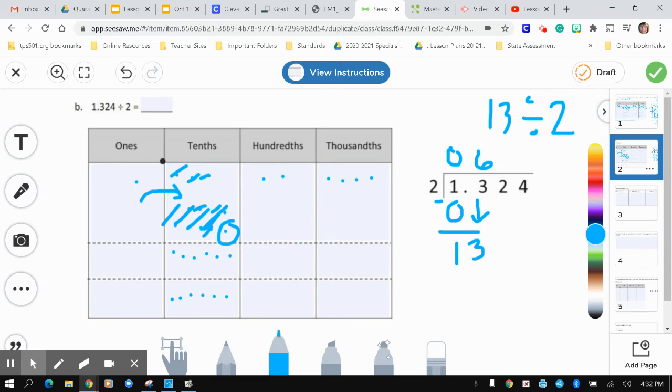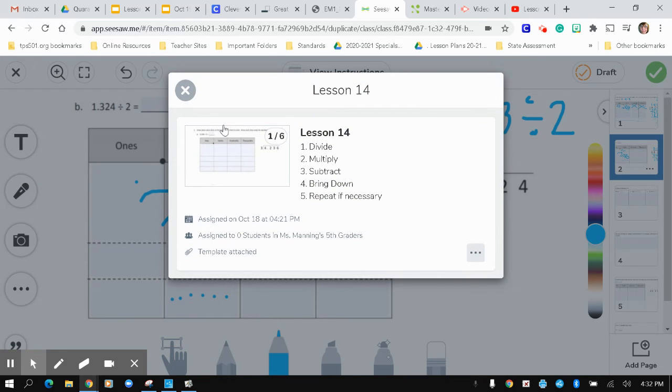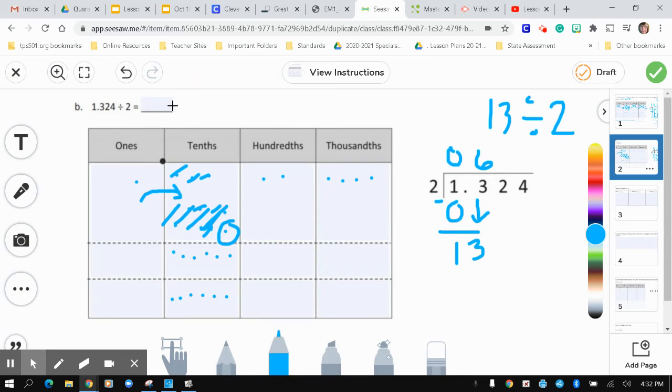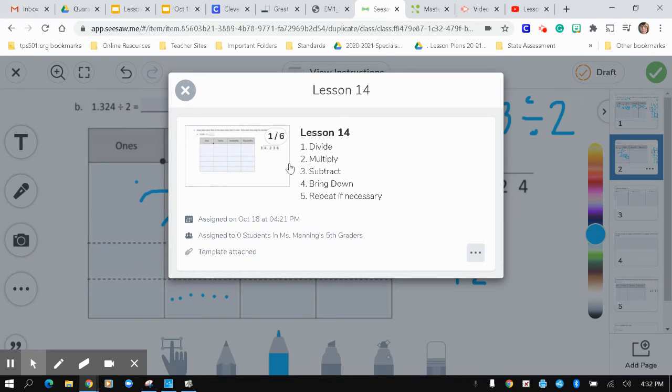So that's too big. So now we're at step 2, which is to multiply. We're going to multiply our partial quotient 6 times our divisor 2. So 6 times 2 is 12. And then we are on step 3, which is to subtract.